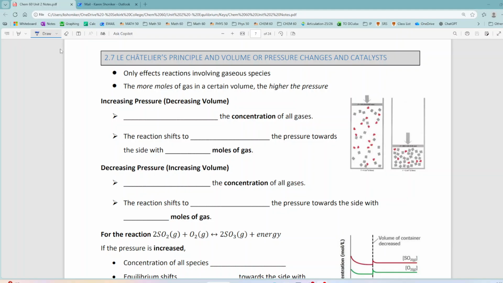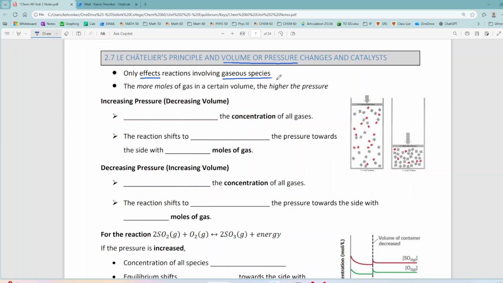So the key thing is that anytime we're talking about volume or pressure, we have to make sure we're only looking at reactions that have gases. You cannot compress a solid. You cannot expand a solid. You can't do that with liquids either. The only species that can be compressed and expanded are gases.